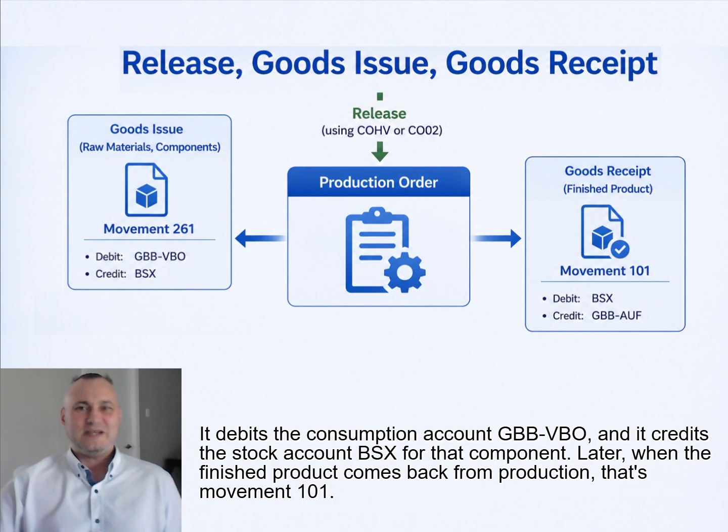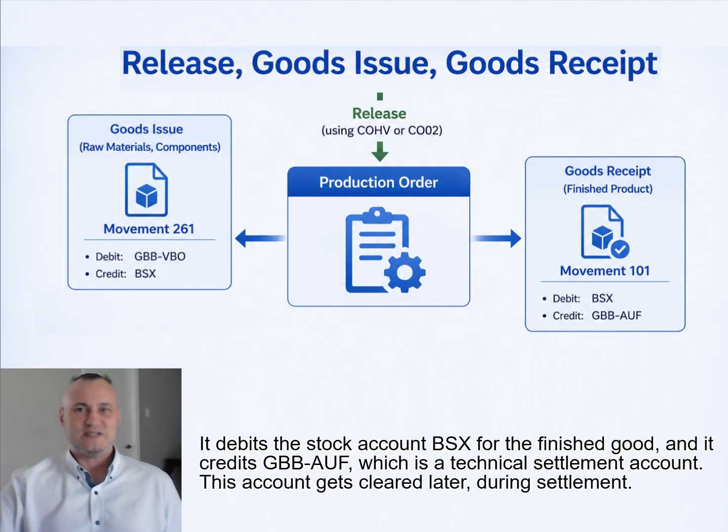261. It debits the consumption account, GBB VBR, and it credits the stock account, BSX, for those components. Later, when the finished product comes back from production, that's movement 101. It debits the stock account, BSX, for the finished goods, and it credits GBB AUF, which is the technical settlement account. This account gets cleaned later during settlement.